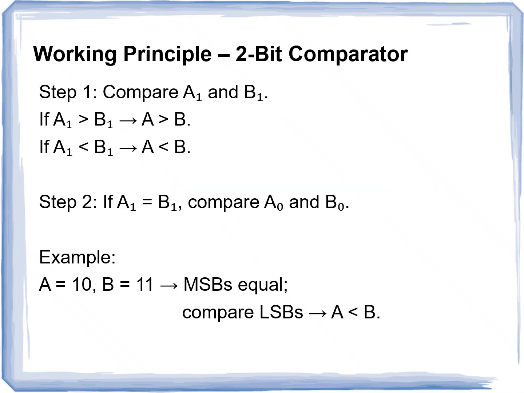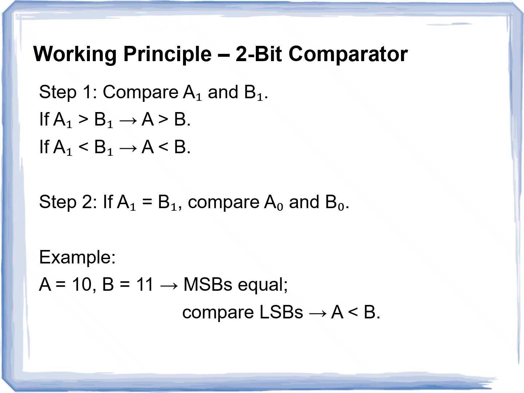In the next case, this is the step. We are going to compare A1 and B1. If A1 is greater than B1, then A greater than B is the output. If A1 is less than B1, then A less than B is the output. Step 2: if A1 and B1 are equal, we are going to compare A0 and B0.